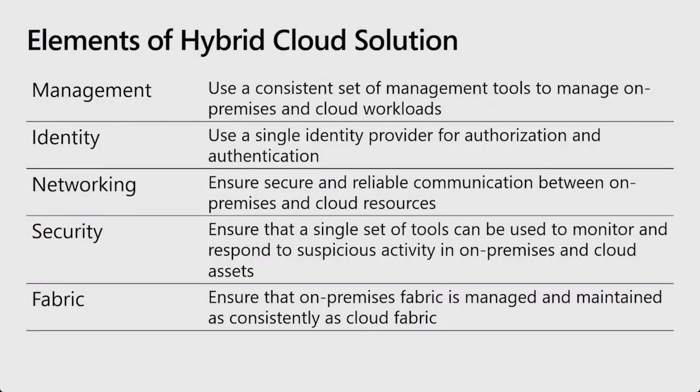You need to have a single set of tools to monitor and respond to suspicious activity. Now, luckily, you've got Azure Security Center and Azure Sentinel, and these can be used to ingest and analyze security data from on-prem and cloud resources, so that you can go into Azure Security Center or into Azure Sentinel and look at one console and see security telemetry from your on-prem and your cloud resources. The other thing is that you need to make sure your on-premises fabric is managed and maintained as consistently as the cloud fabric. Now, this is a bit unusual when you're thinking about hybrid, but this is more an exploration of where Microsoft is going.